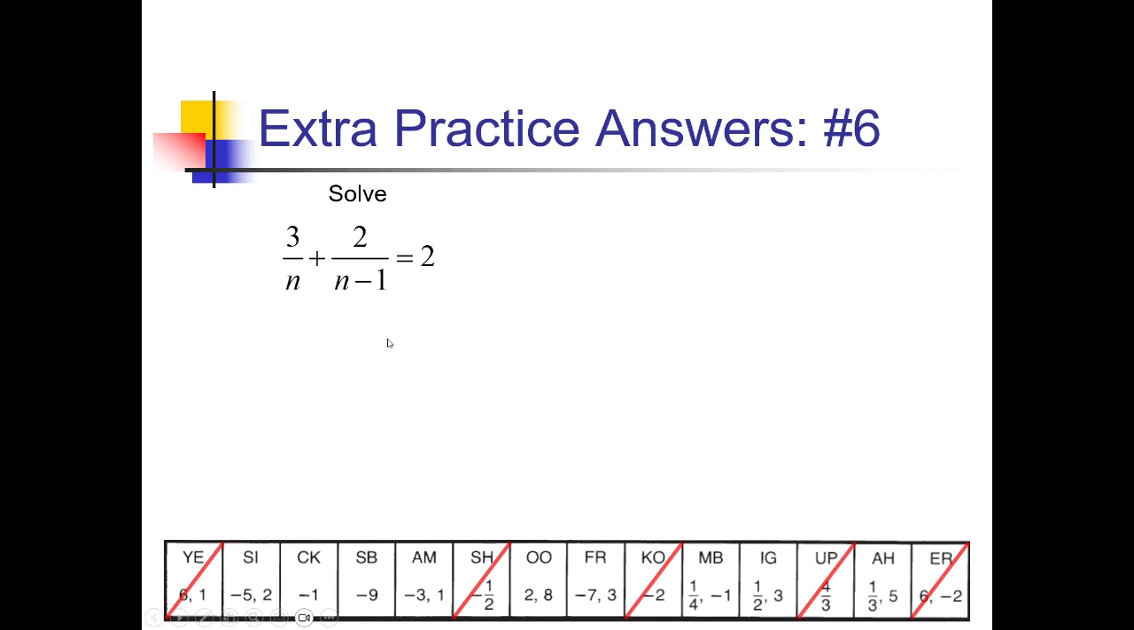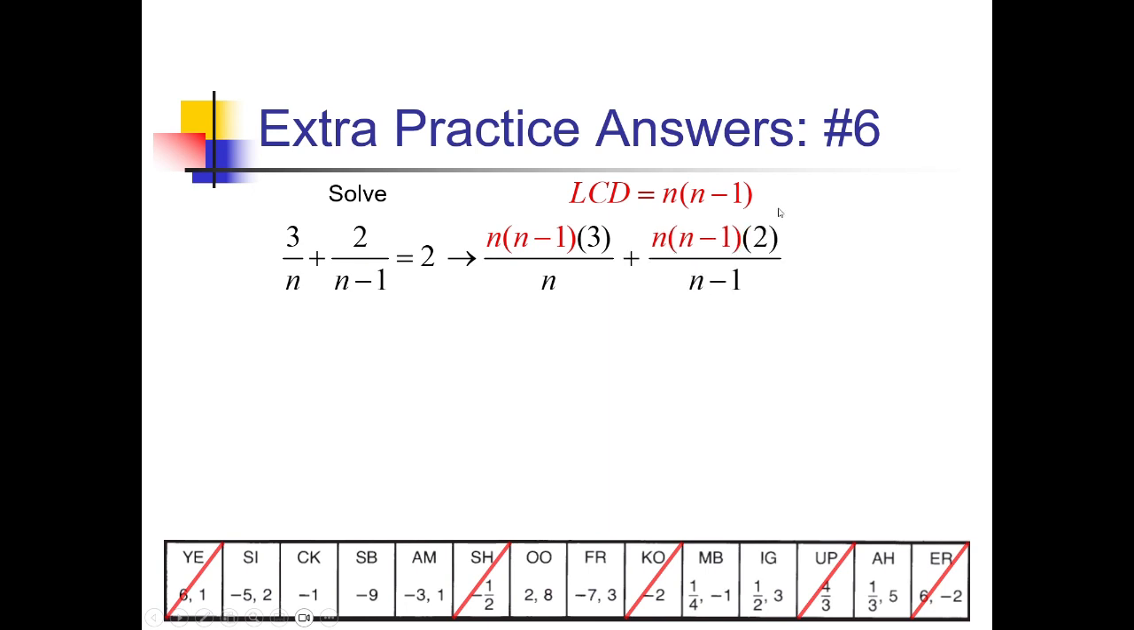Here we go with number 6. This one looks innocent enough at first glance. It actually turns out to be a little more involved than you might think. It starts off nicely enough. Our LCD is going to have an n from our first denominator and this n minus 1 also. So multiplying everything by the LCD, we've got 3 times all that stuff, 2 times all that stuff, and that'll equal a 2 over here times all that stuff. Okay, the n's can cancel in the first fraction, n minus 1's cancel in the second. So far, nothing out of the ordinary here.